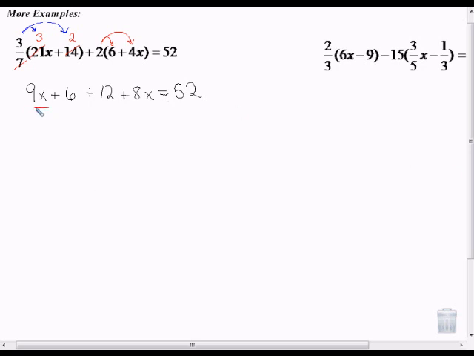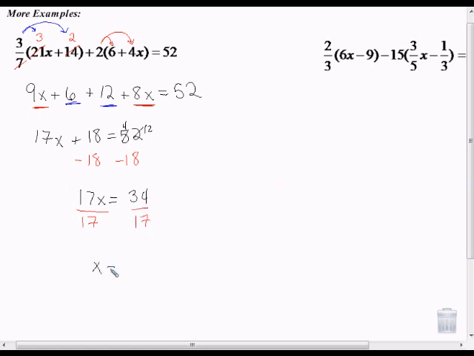I'm going to collect my like terms. 9x and 8x is 17x. 6 and 12 is 18. Now I'm going to subtract my 18. So 17x equals 34. And then on this one, I do have to do that division. I'm going to divide both sides by 17, and I'm going to get x equals 2.